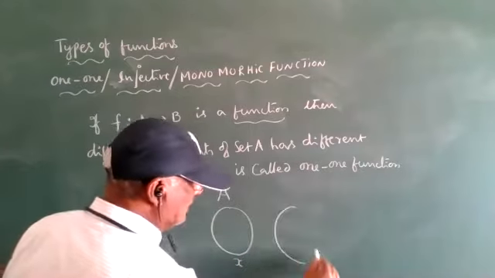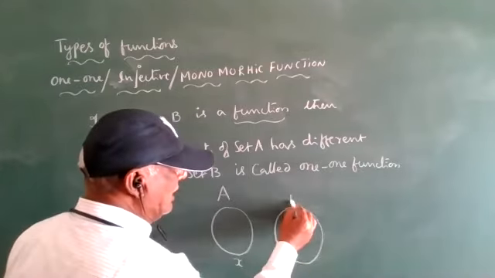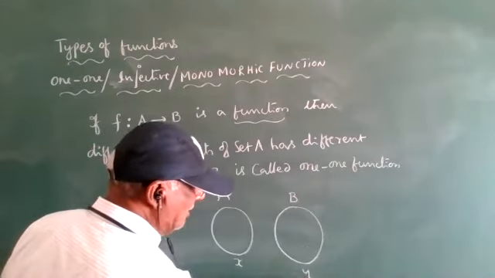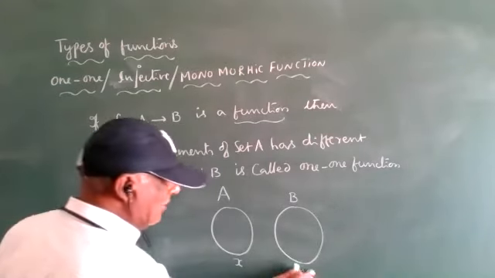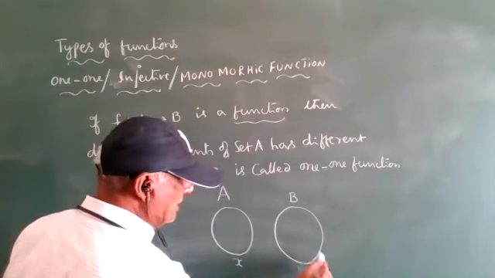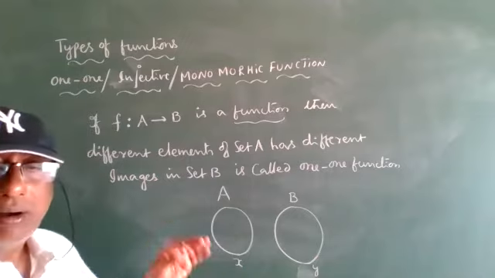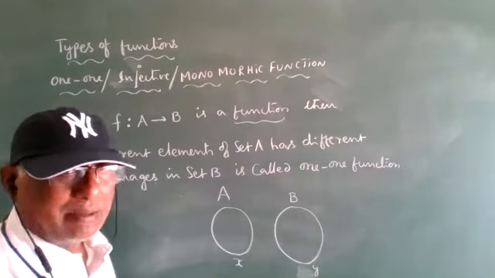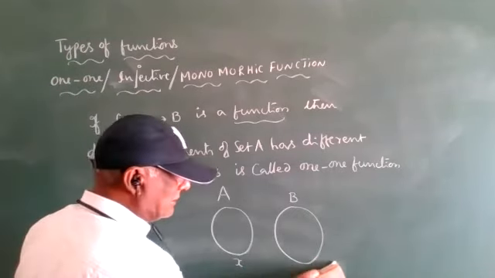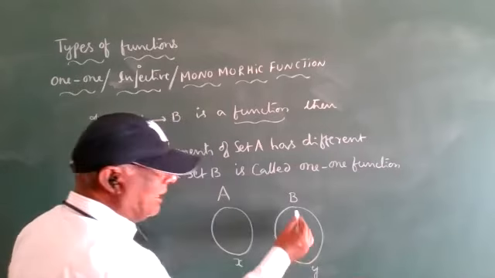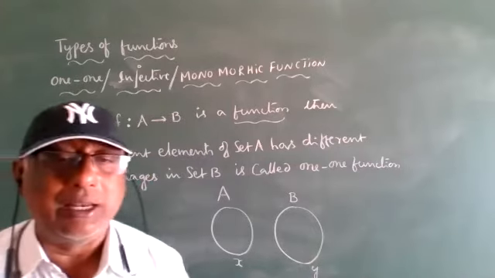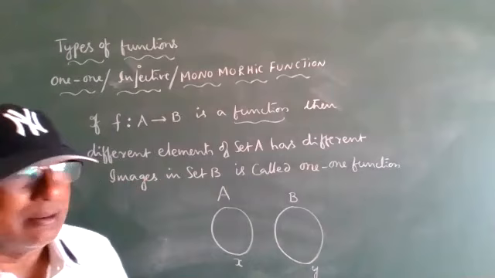This is the B set. B set, all elements are represented by Y symbol. A set, all elements are represented by X symbol, and B elements are represented by Y symbol.